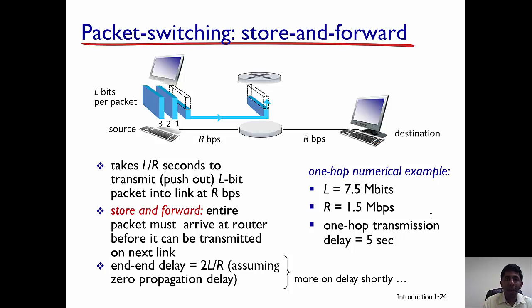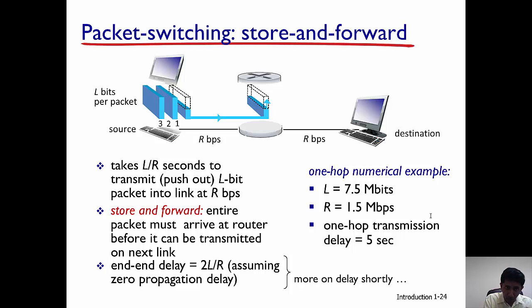Now, let's try to analyze how this packet switched paradigm is going to work. Let us assume that there are L bits in a packet. Now, to transmit an L bit packet over an R bits per second link, it's going to take L over R time units, because L bits divided by R bits per second is L over R.